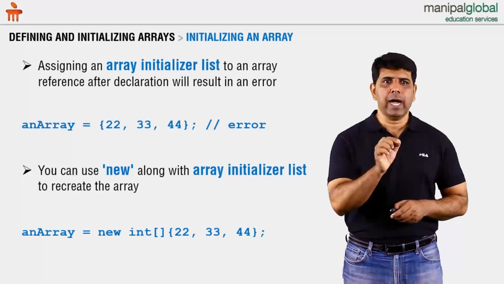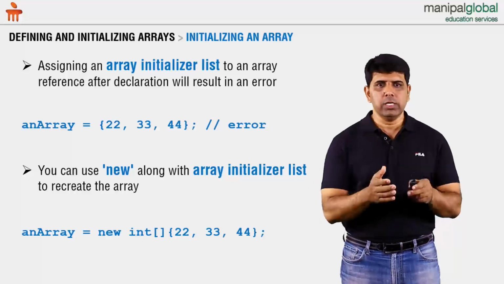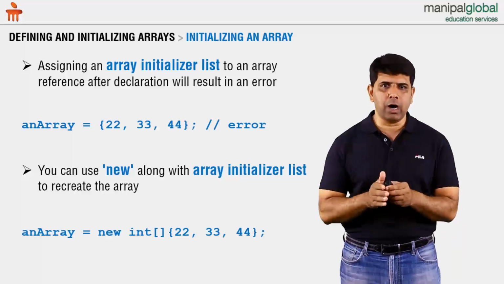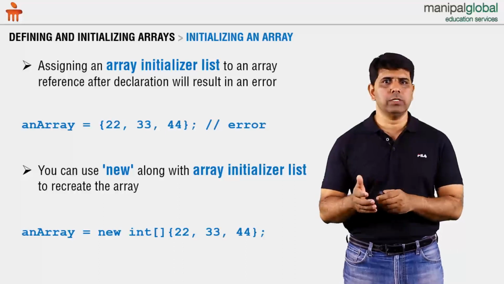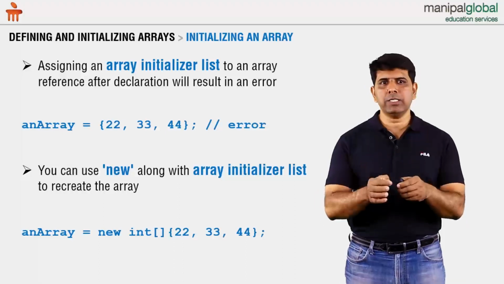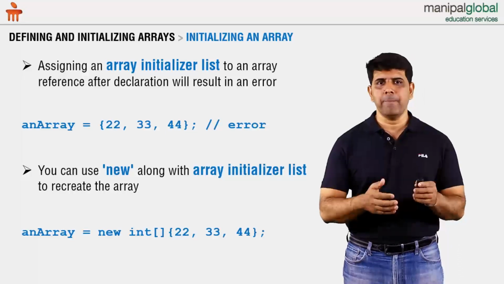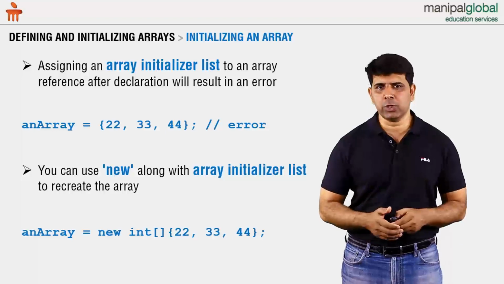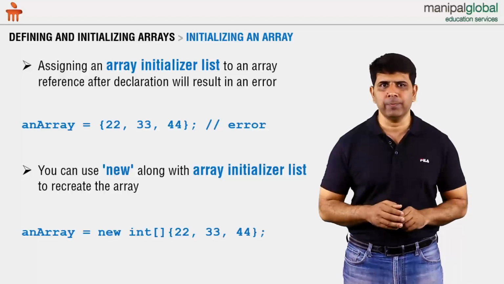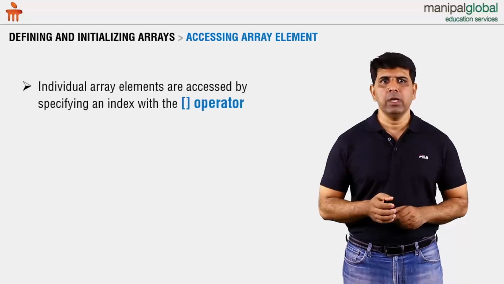For example, I can say an array where I've already declared that in advance equals new int of 22, 33, 44. And this is a perfectly alright statement. In case an array was pointing already to another array object, that is now ready for garbage collection because this is a new memory now. So how do we access an array element?